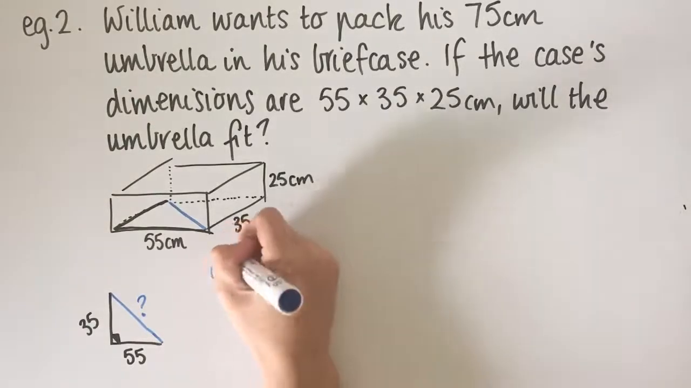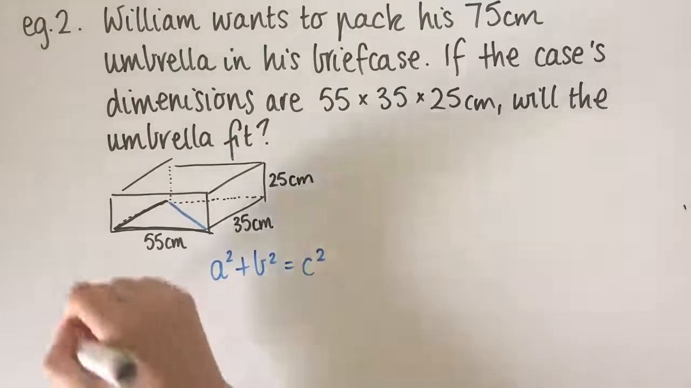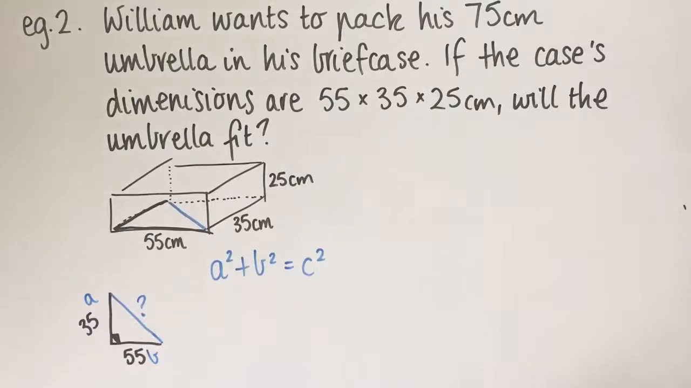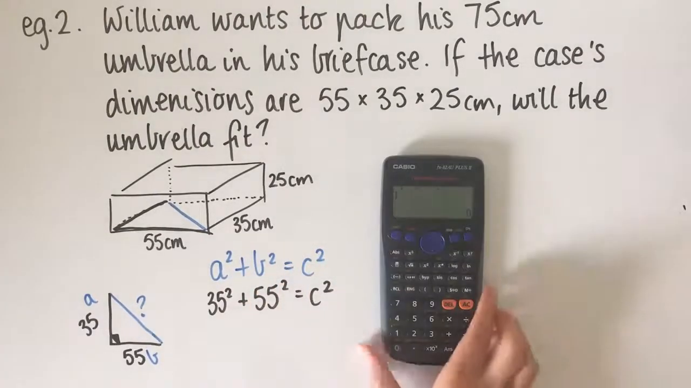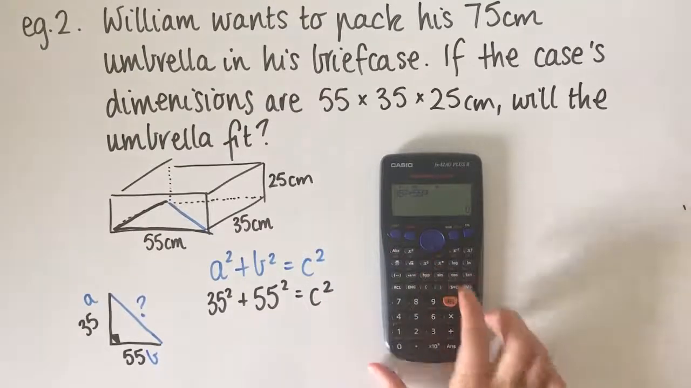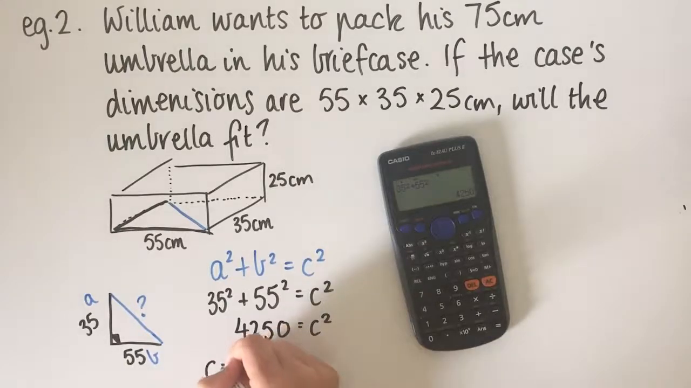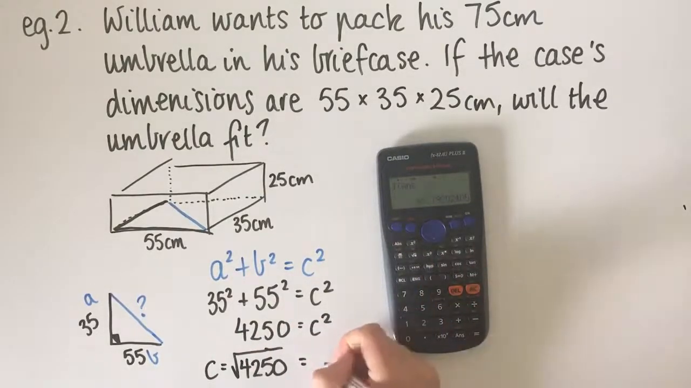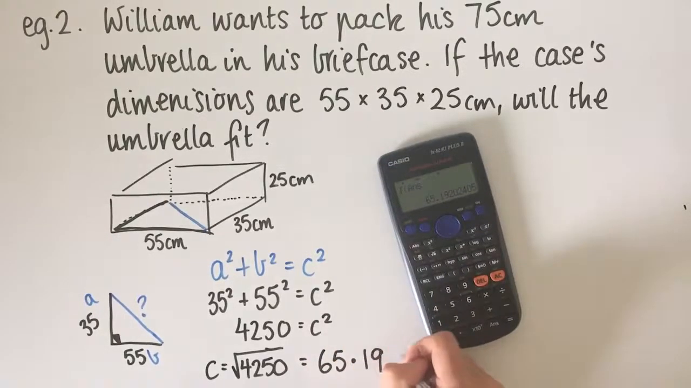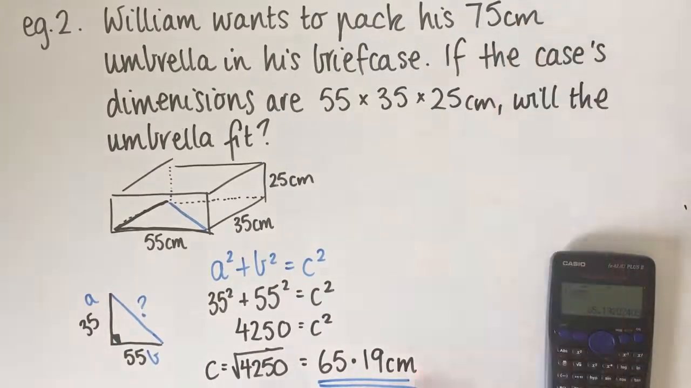So I'm going to use the formula A squared plus B squared equals C squared. I'm going to do my substitution. If I make this A and this B, it's going to be 35 squared plus 55 squared equals C squared. I'm going to do that on the calculator. So 35 squared plus 55 squared is 4,250, which is C squared. And C is going to be the square root of that, and the square root of that answer is 65.19 centimeters. So we can say that so far, no, his umbrella won't fit, because his umbrella is 75 centimeters and across the base, it's only 65 centimeters.